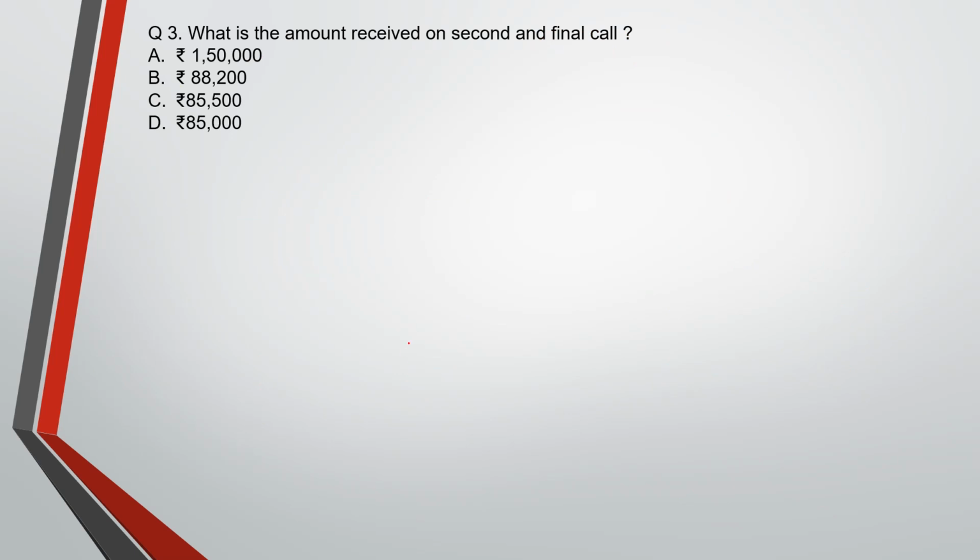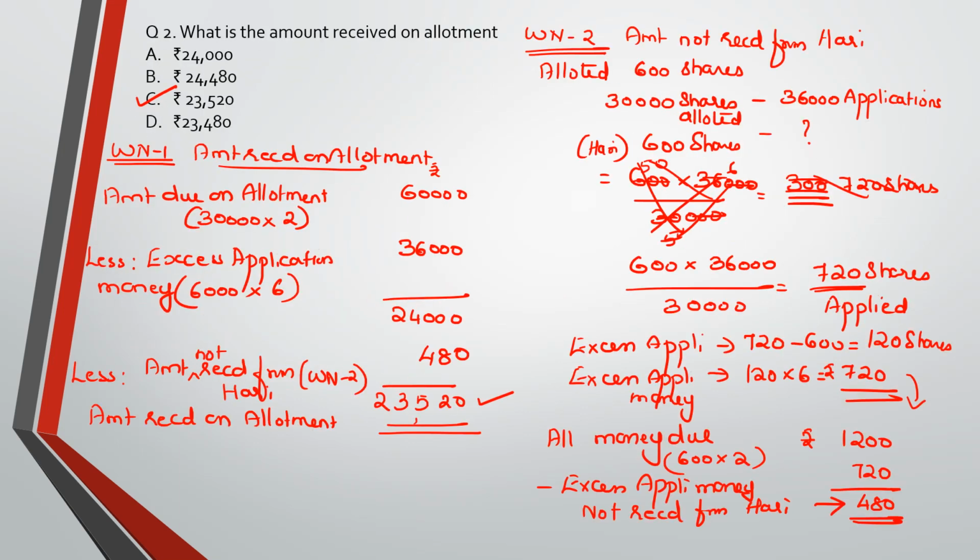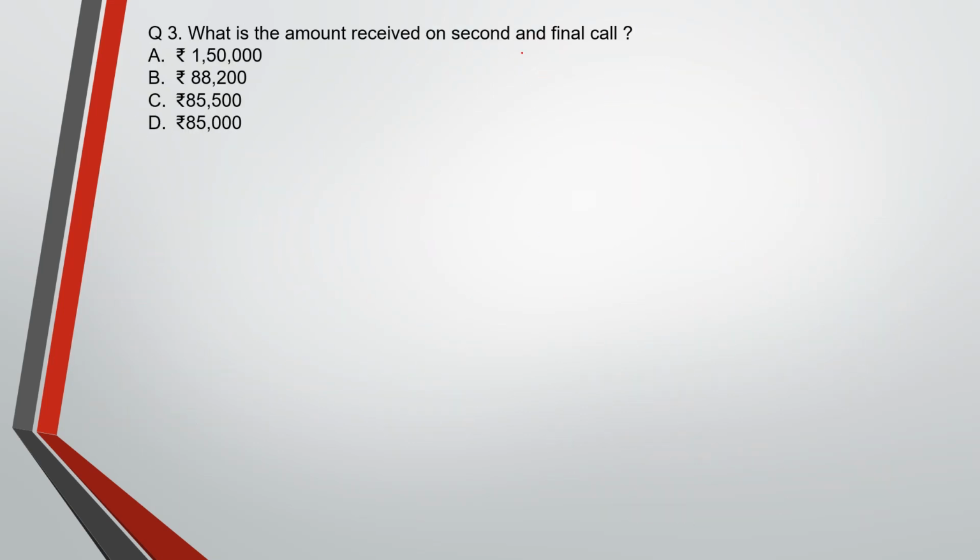Now, you have to remember that there were totally 30,000 shares. But out of that, the shares that are being forfeited here are the 600 shares related to Mohan, also the shares got forfeited. So, here they have asked us the amount received on second and final call. So the number of shares, first we have to calculate, was 30,000. Out of that, forfeited were that of Hari, we have 600 shares.